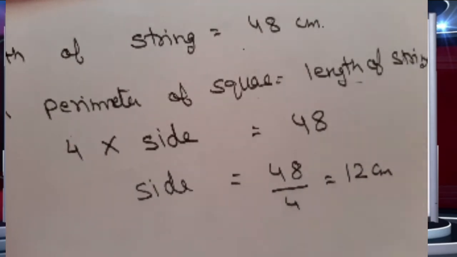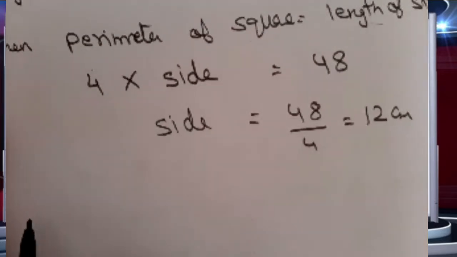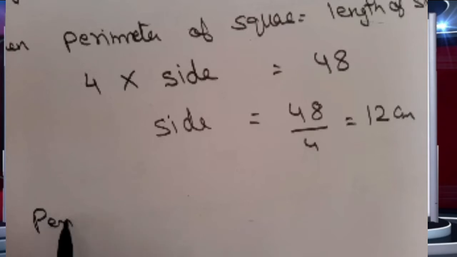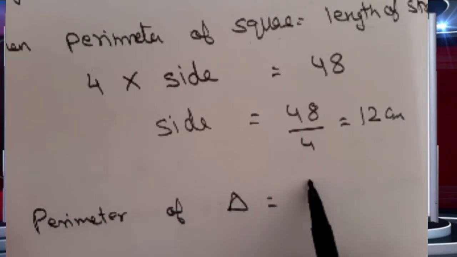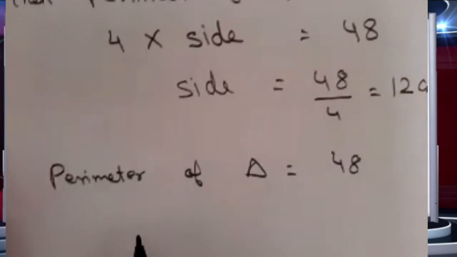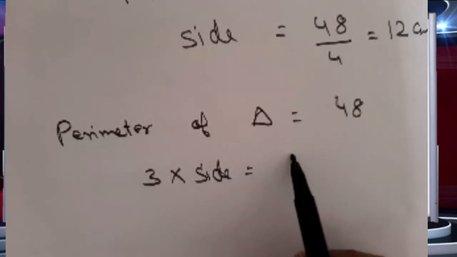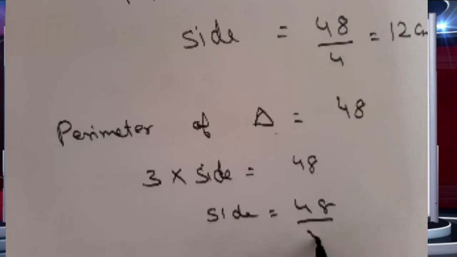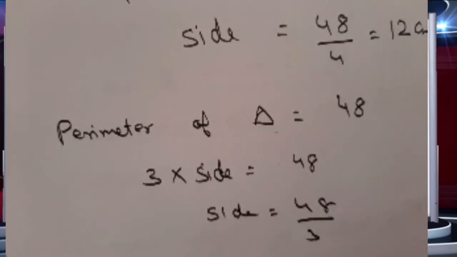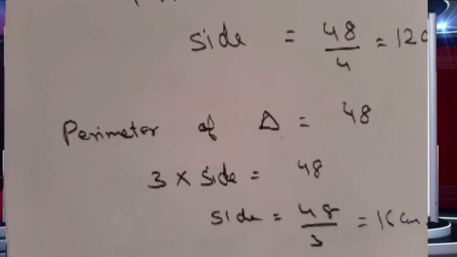Same ways for the second part. Here the second part is we have to find out the equilateral triangle. So same ways here perimeter of equilateral triangle is equal to the length of the string. Length of the string is 48 and the formula for perimeter of equilateral triangle is 3 into side, so side is equal to 48 divided by 3. 48 divided by 3 is 16. So side of equilateral triangle is 16.